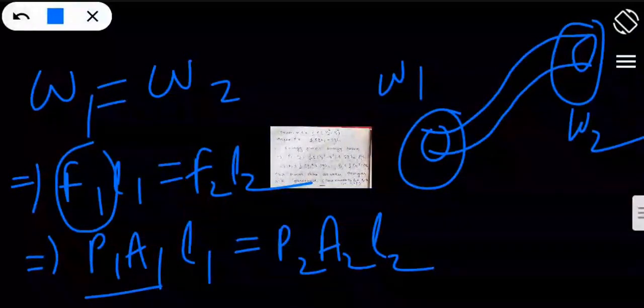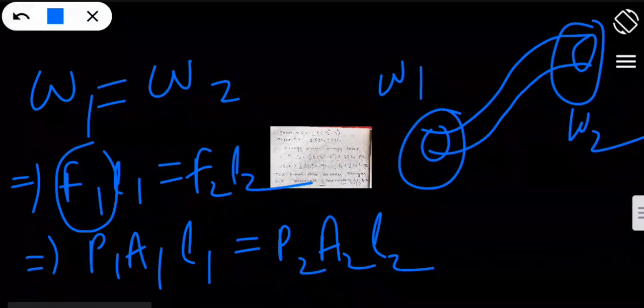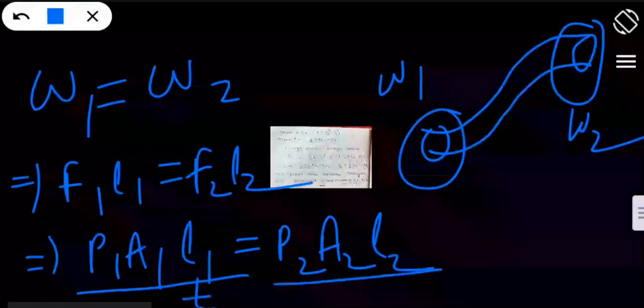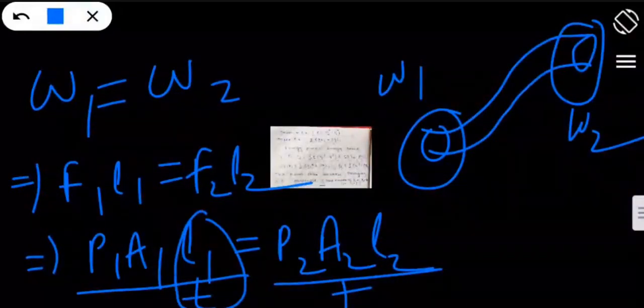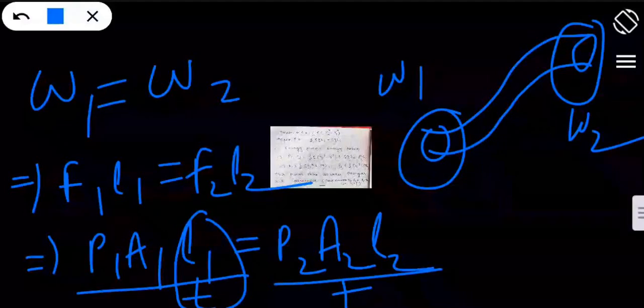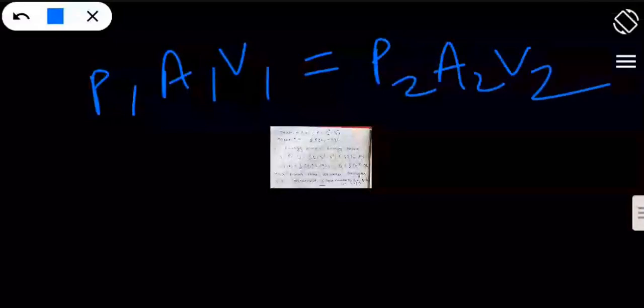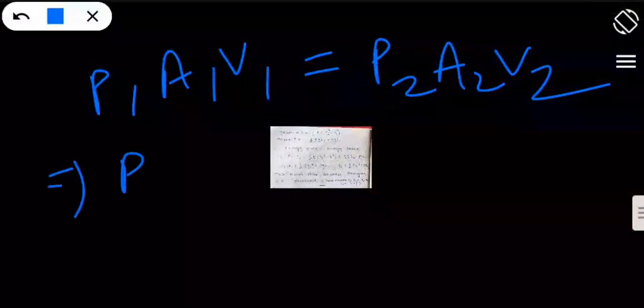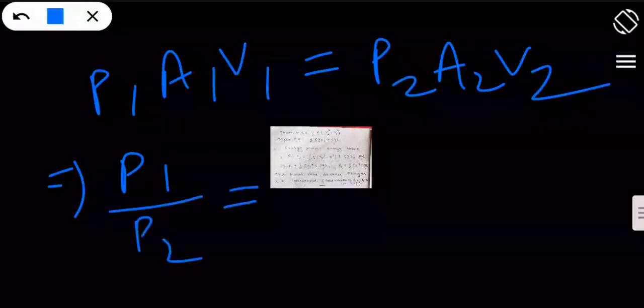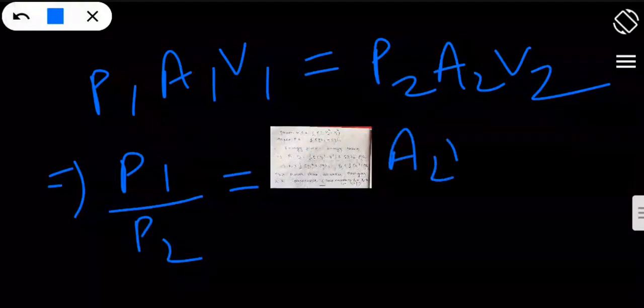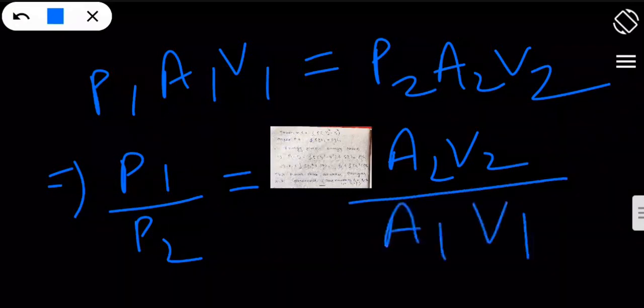Now let us divide this by the same time interval t. So L1 by t will give me the velocity, distance over time is velocity v1, and this distance over time is the velocity v2. So now I will get the relation P1 A1 V1 is equal to P2 A2 V2. From here I can write P1 by P2, if I take P2 here, is equal to A2 V2 divided by A1 V1.